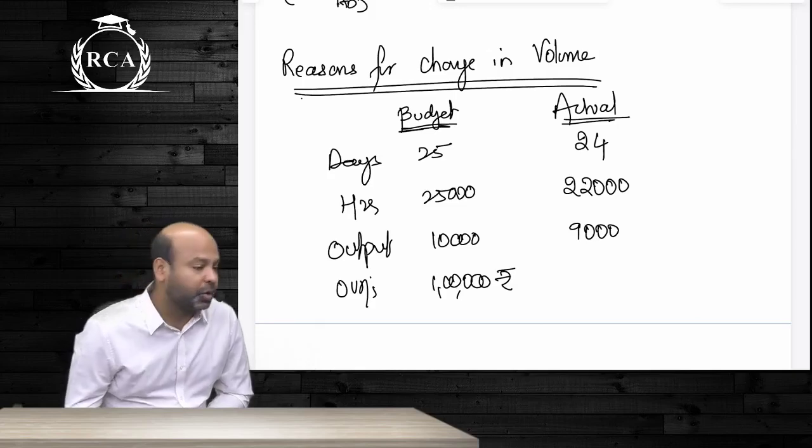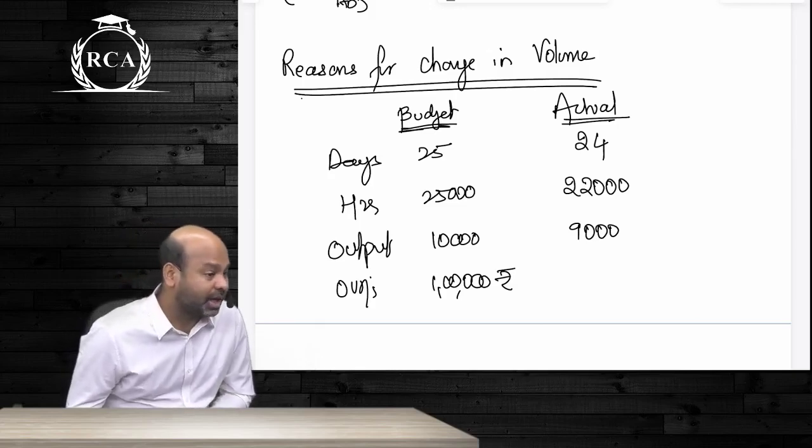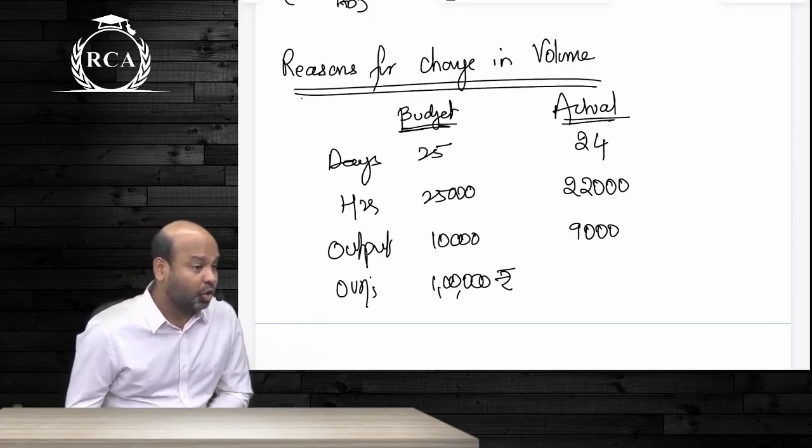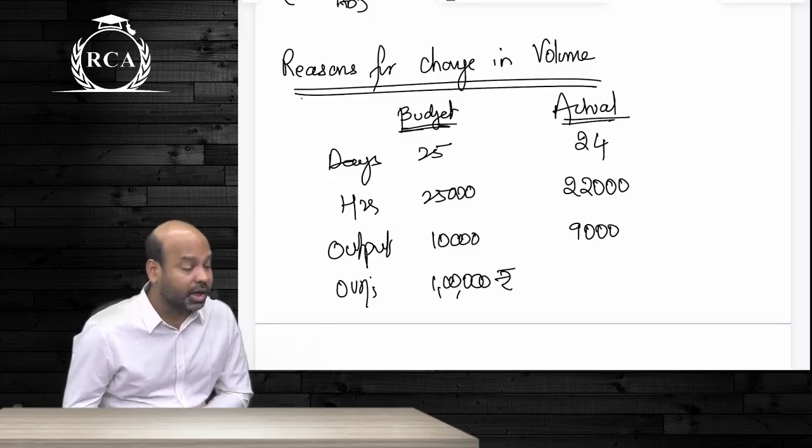To compute capacity variance, it is AH minus RBH multiplied by standard rate per hour. I repeat, AH minus RBH. If there are no details given regarding number of working days, then it is AH minus BH.